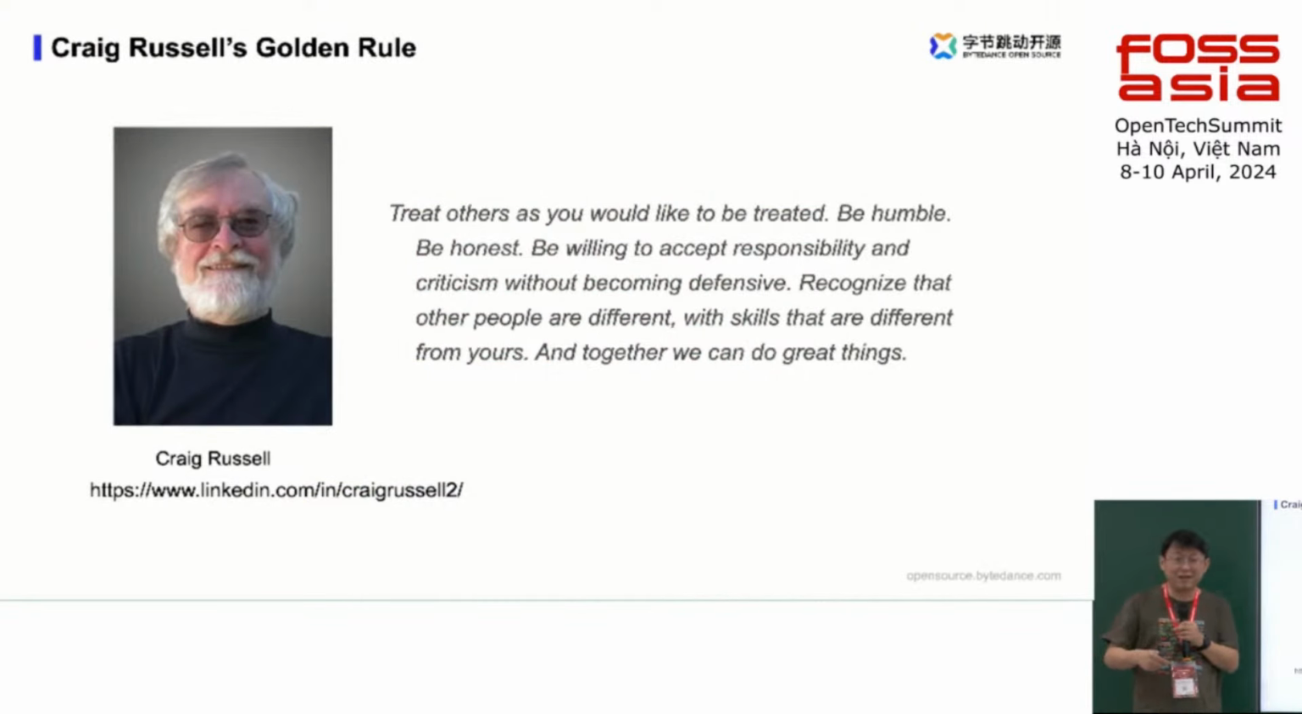Okay, so how can we behave in the open source world? I just want to share Craig Russell's golden rule: treat others as you would be treated. Be humble, be honest, be willing to accept responsibility and criticism without becoming defensive. Recognize that others are different, with skills that are different from yours. Let's embrace the diversity, and together we can build great things.